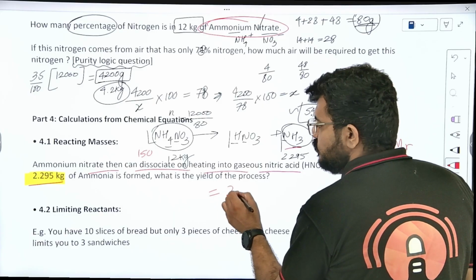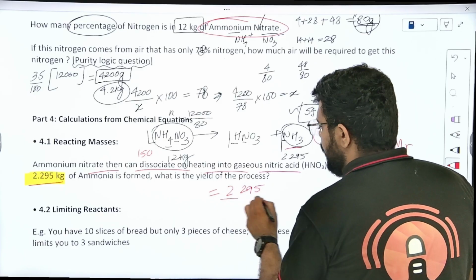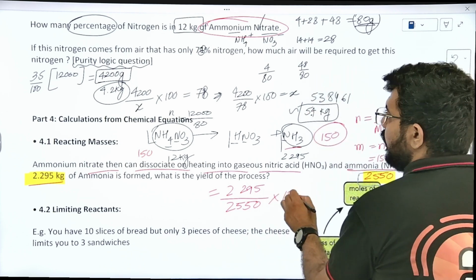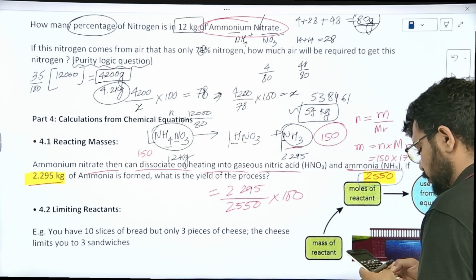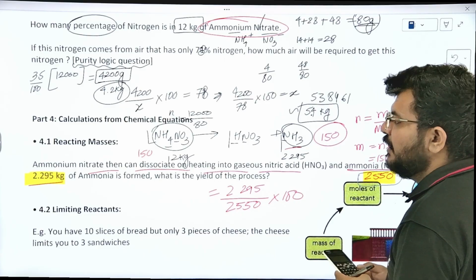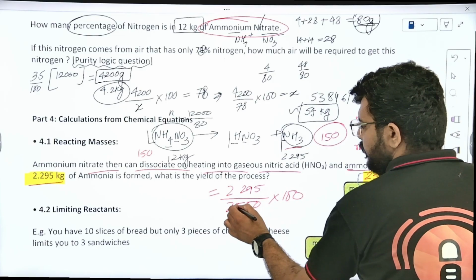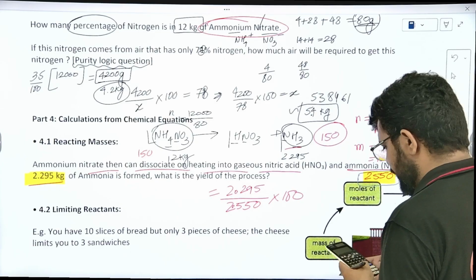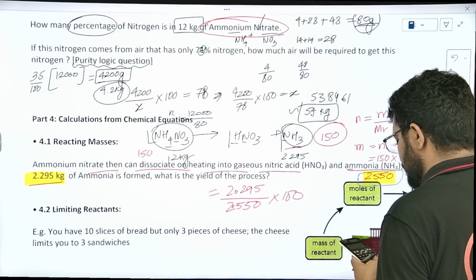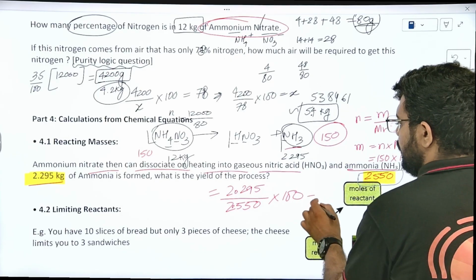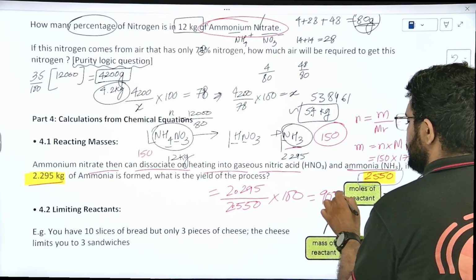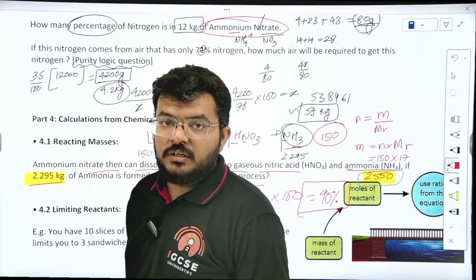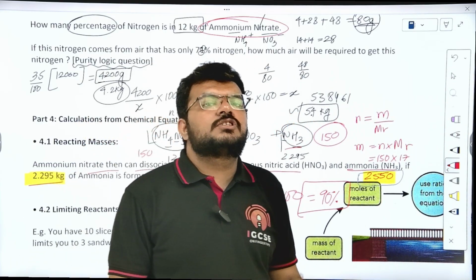Percentage yield is 2.295 upon 2550 into 100. We look at the formula. Or 2295, right? Because both of them either should be in kg or in grams. So I'll take 2.295 divided by 2.550. That gives me 90% yield. Okay. Considering everything else is pure, this is the inefficiency of process in a way.